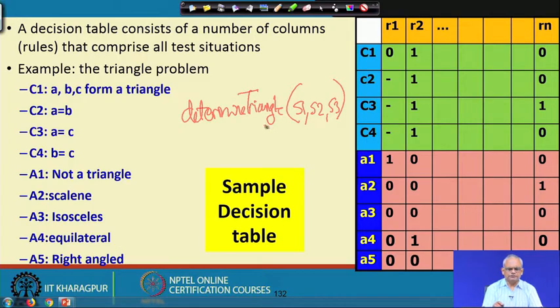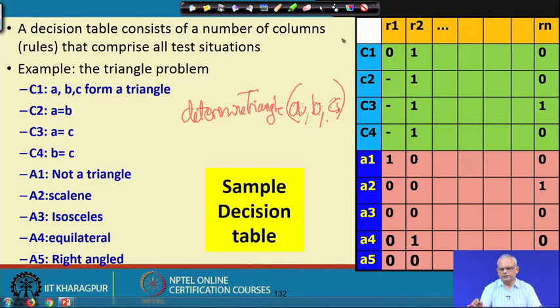Now, the conditions here are C1, that A, B, C form a triangle, C2 is A equal to B, C3 is A equal to C, C4 is B equal to C. Let me just rewrite the parameters as A, B, C, that may be easier to understand in this context. So, the parameters are A, B, C, these are the 3 sides. A equal to B, A equal to C, B equal to C, these are the conditions.